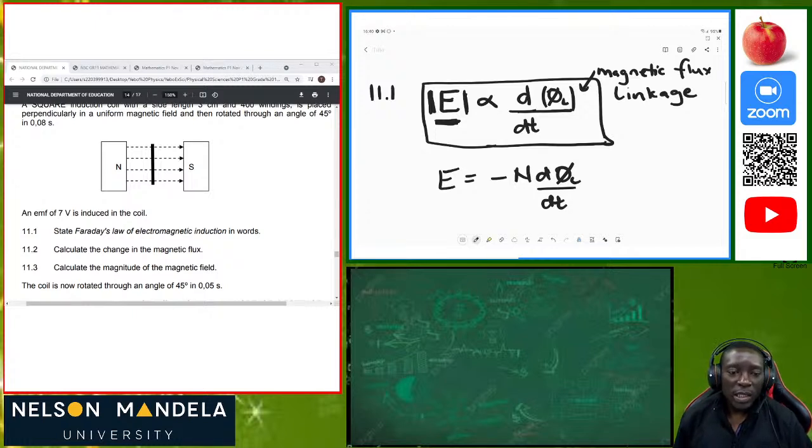So now we want the change in the magnetic flux. What is the change in the magnetic flux?